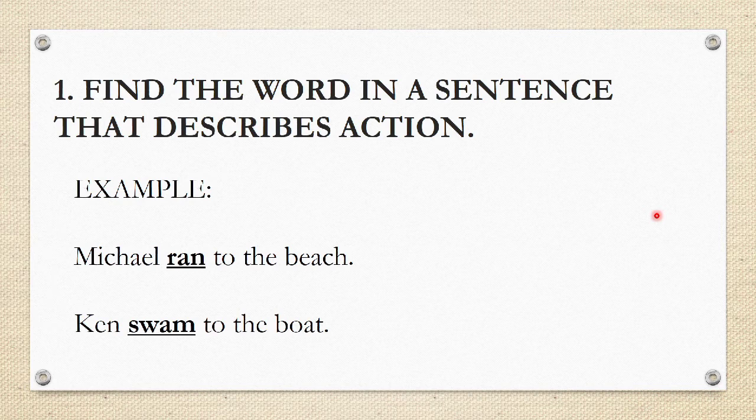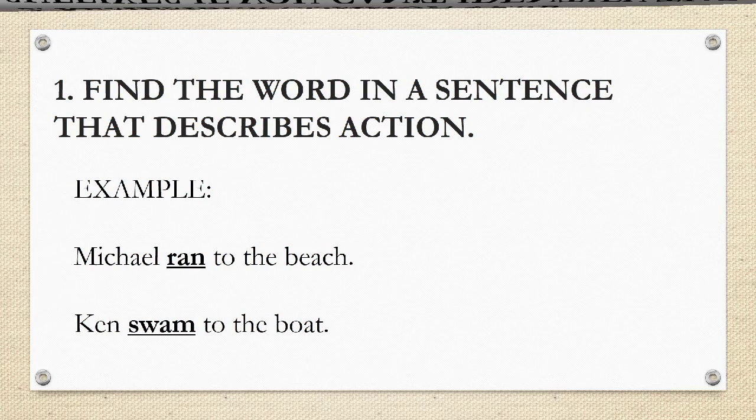First, find the words in a sentence that describe action. So basically, verbs are action words. They describe someone or something performing an action. Start by looking at a sentence and identifying the action words. Here are example sentences. Michael ran to the beach. So Michael is running to the beach because run is an action word. Next is Ken swam to the boat. So swam here is the action word because Ken is swimming to the boat.